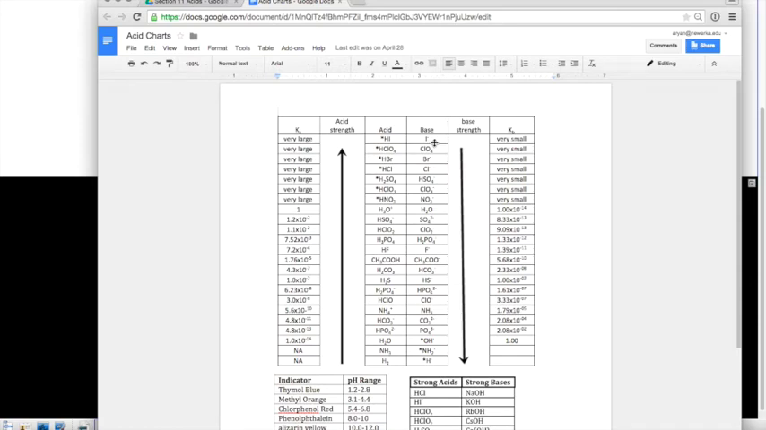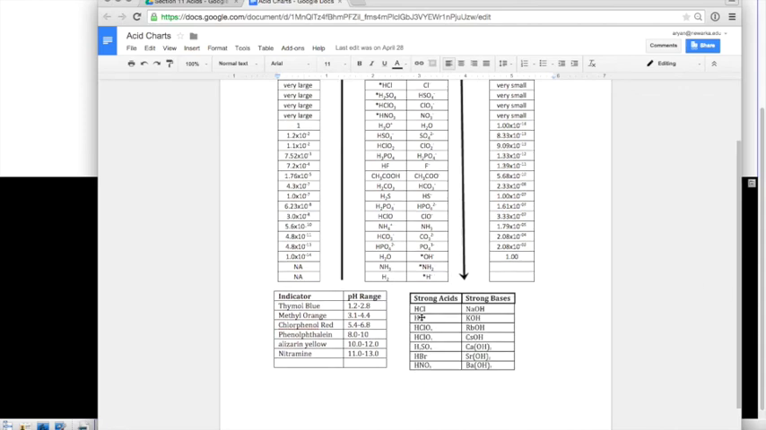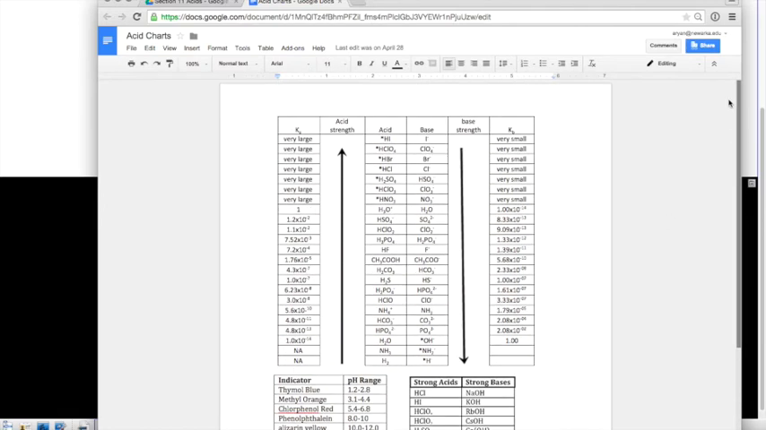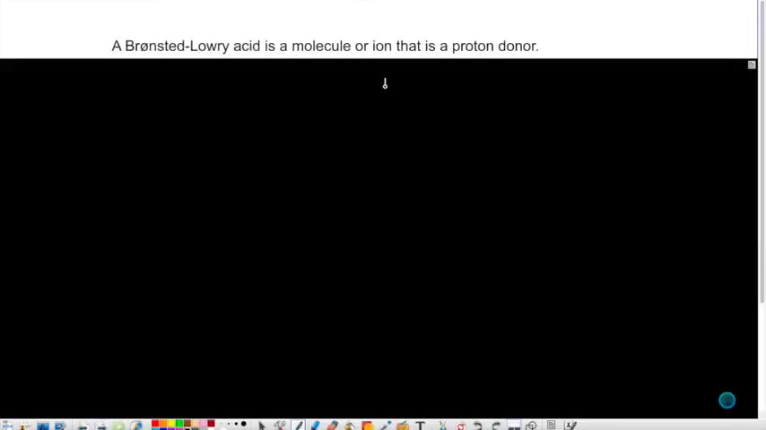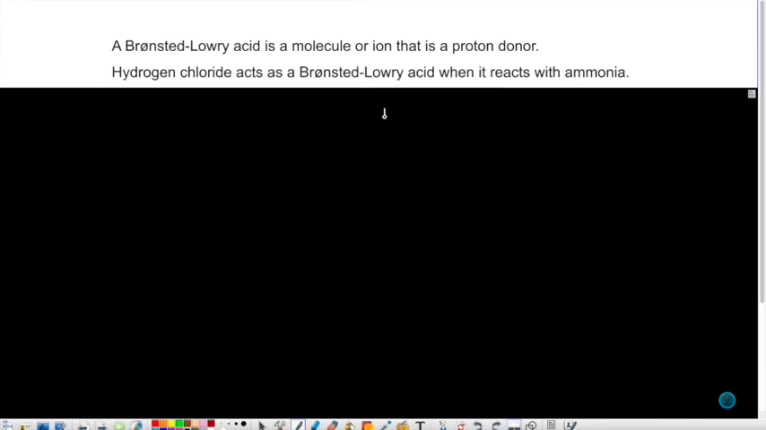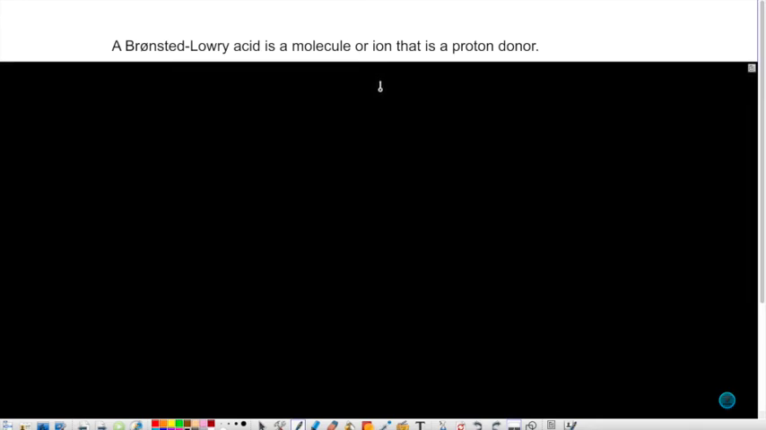Okay, and the bases go kind of the opposite direction. And just in case you're unclear on things, I have a list of the strong acids down here and the strong bases down here. Notice that the strong bases are all metal hydroxides. That's kind of important to keep in mind. Okay? So that's acid strength. The next thing that I want to talk about is another definition of acids and bases.